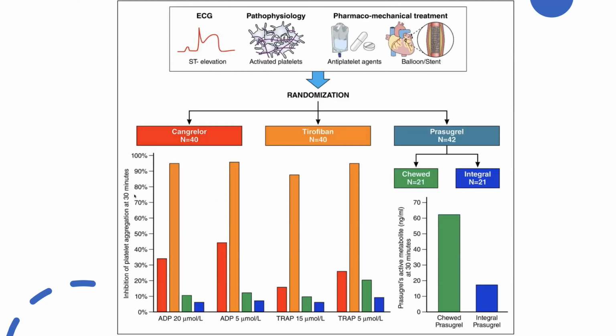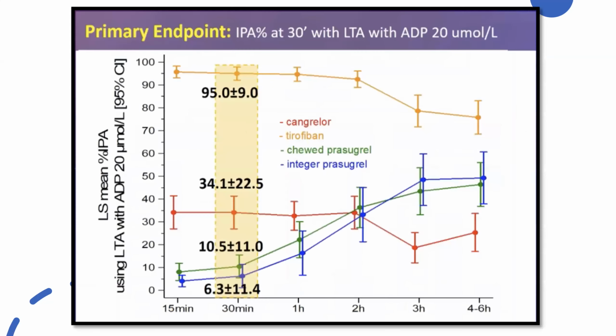So you have STEMI patients, and you want to achieve platelet inhibition. Should you use prasugrel, tirofiban, or cangrelor? You get randomized to one of them, and then you take a look at the results. And here is what we found, basically.